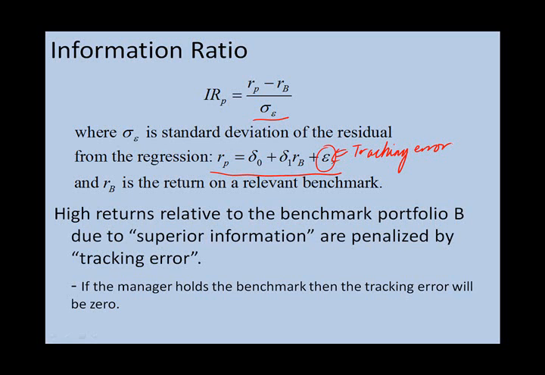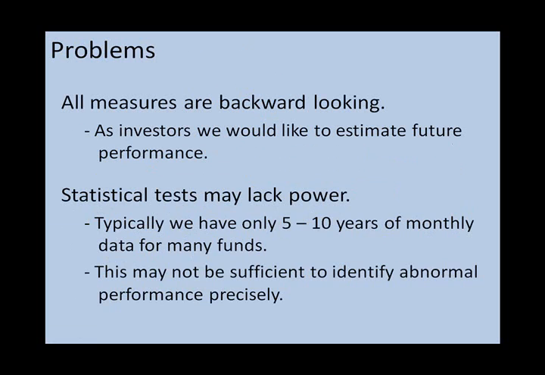We've now looked at 4 ratios that are used frequently in investment management. There are problems with all these ratios. First of all these measures are backward looking. So they may be good for evaluating past performance, but as investors we would also like to estimate future performance. It's not clear that we can predict future performance based on the past performance.